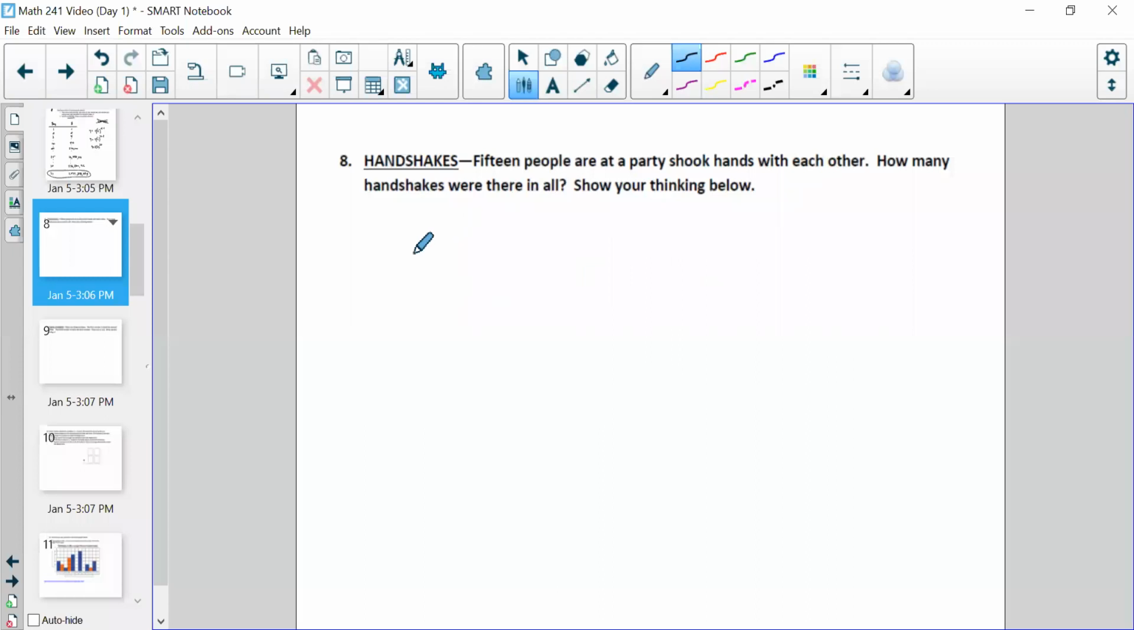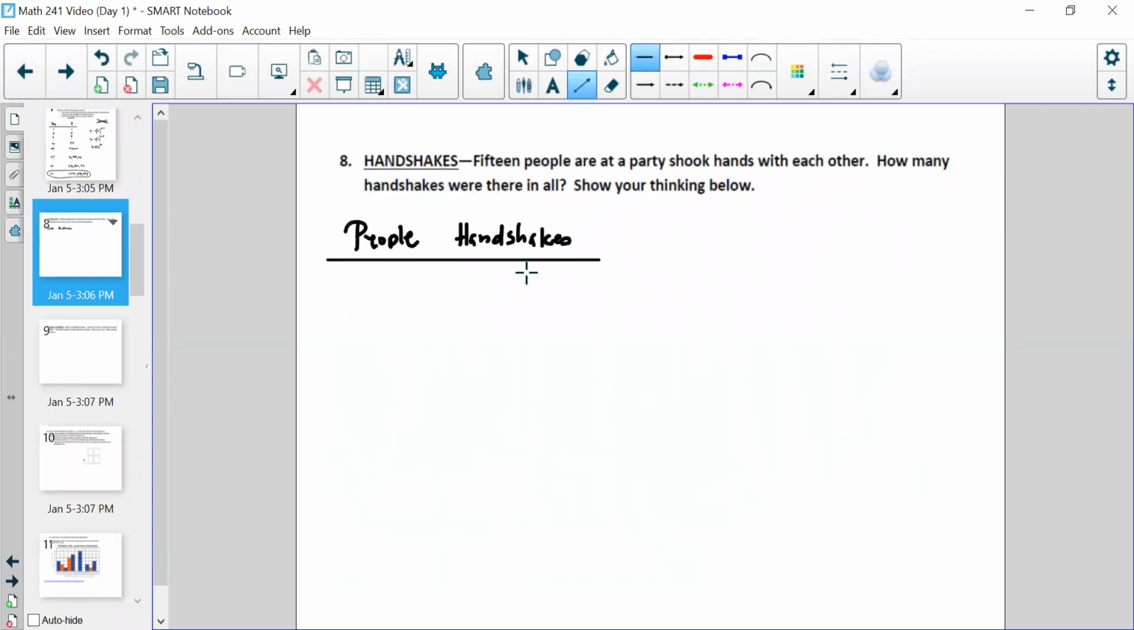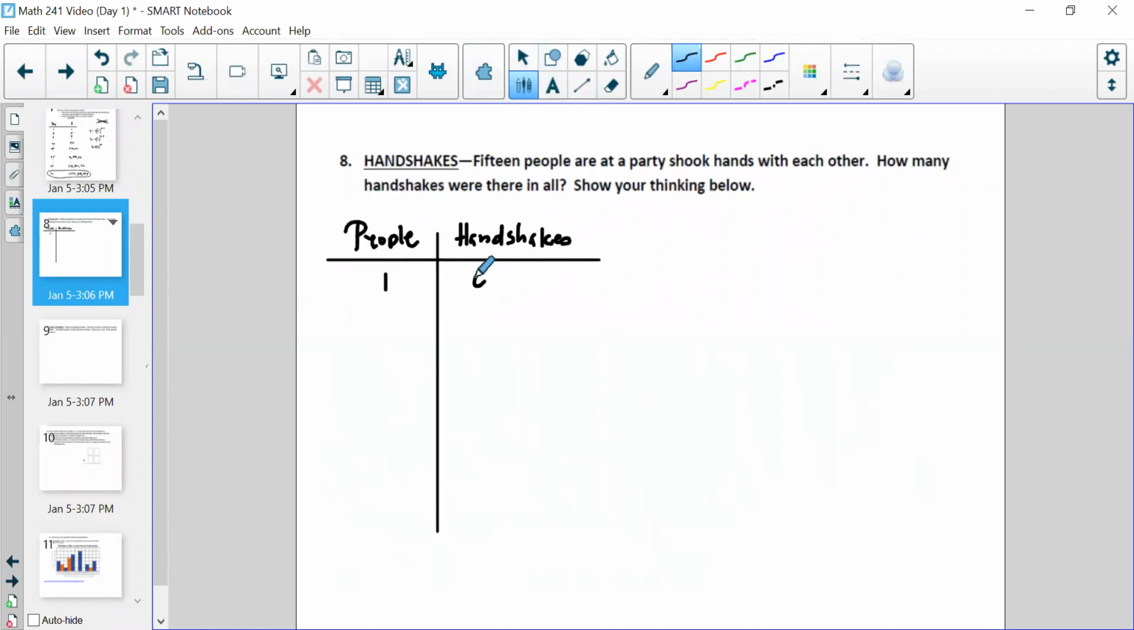This handshake problem is a very good problem, and it becomes a quadratic model. When you look at the results, you've got people and you've got number of handshakes. So if we just look at some data, if you've got 1 person, you're going to have 0 handshakes. If you've got 2 people, you're going to have 1 handshake. If you've got 3 people, you'll end up having 3 handshakes, 4 people, 6.